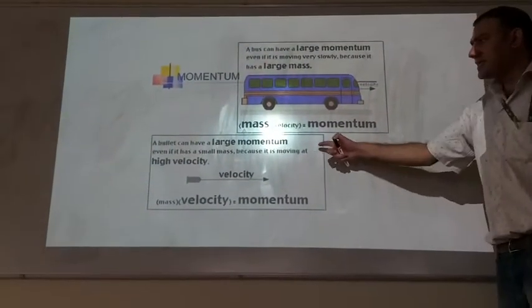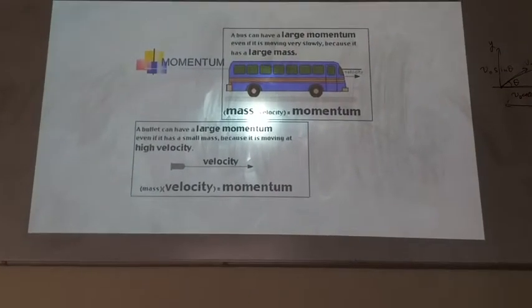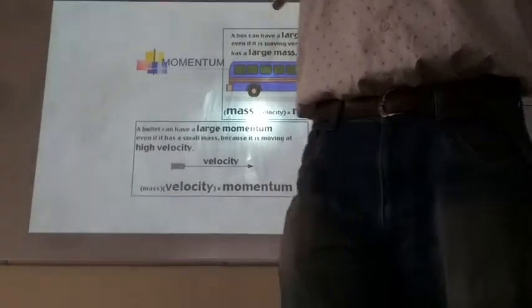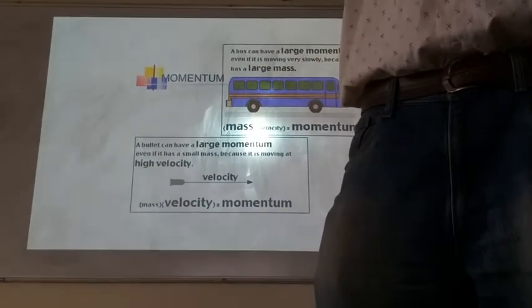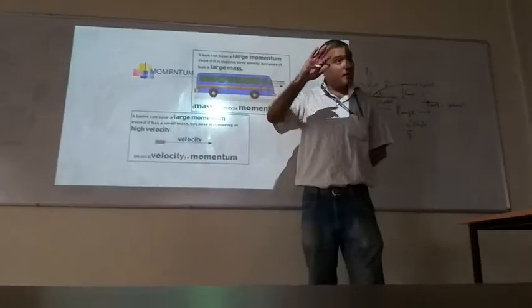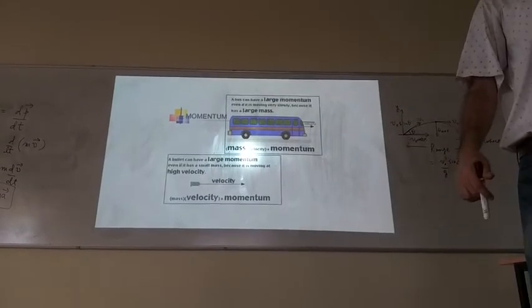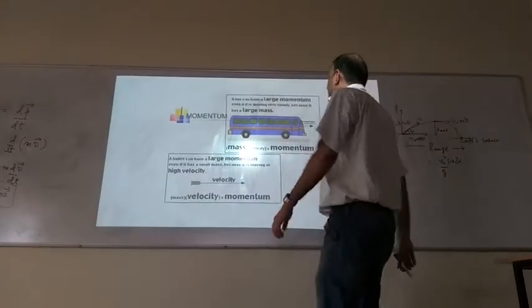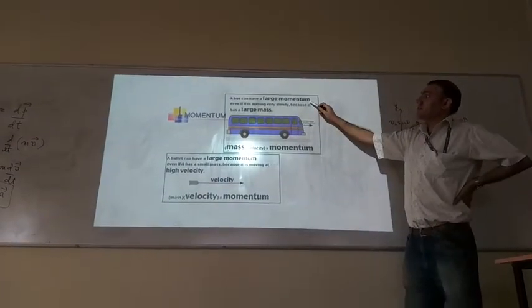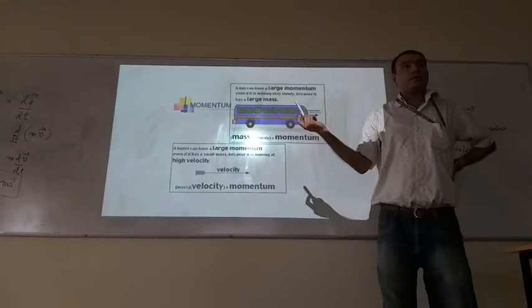As I said, even a small object can have a large momentum. Just like the bullet, it has hardly a few grams in mass, but the momentum is high because the velocity with which it's fired is very high. So either you can manipulate the mass or the velocity to achieve a particular value. Likewise, the glass can have a large momentum even if it's moving very slowly, because it has a large mass.